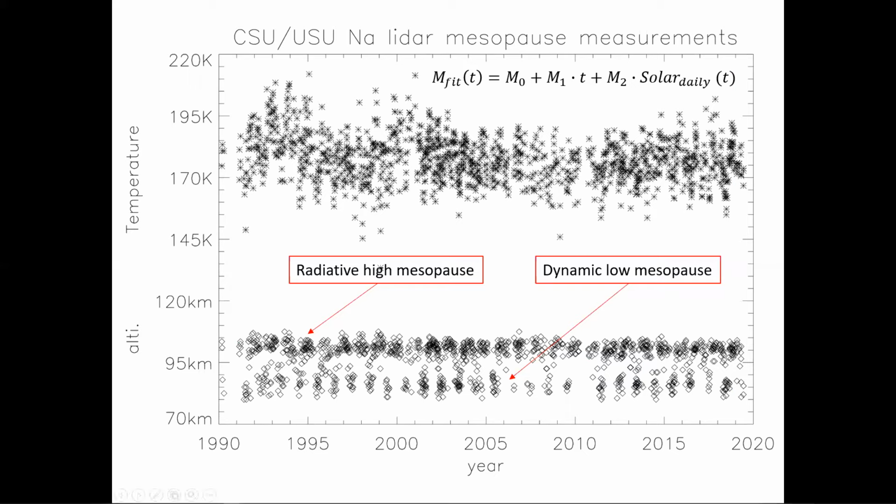And if we fit both the height and temperature with this fitting function, m sub 0 is the initial value, m1 is the linear trend, and m2 is the response to the solar activity, and we can derive the linear trend term and the solar radiation term fairly easily.